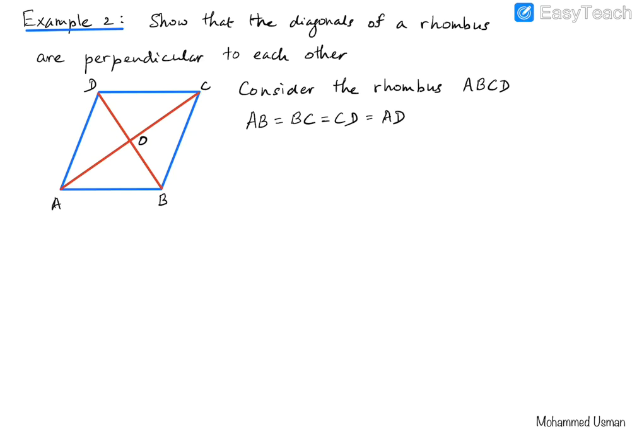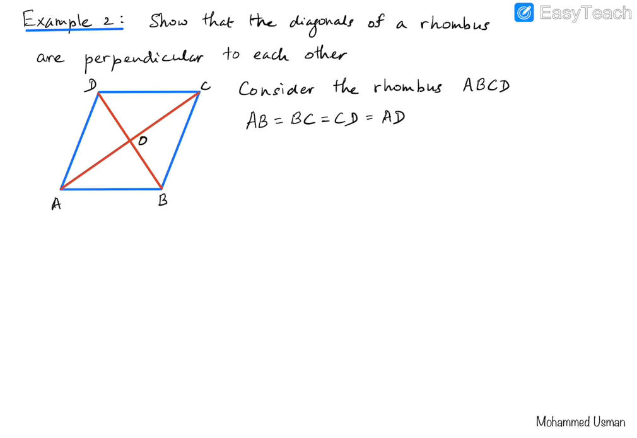Now, to prove that the diagonals are perpendicular to each other, we will consider the two triangles, triangle AOD and triangle COD, and check for their congruence. Once we prove their congruence, we can apply the CPCT rule, the corresponding parts of congruent triangles rule, to find the angles. O is the meeting point, or intersection point, of the two diagonals AC and BD.